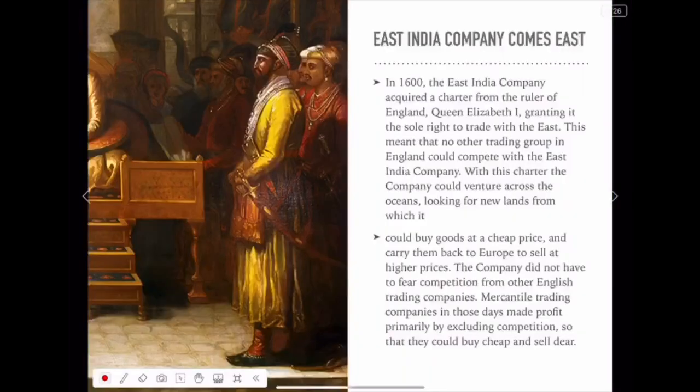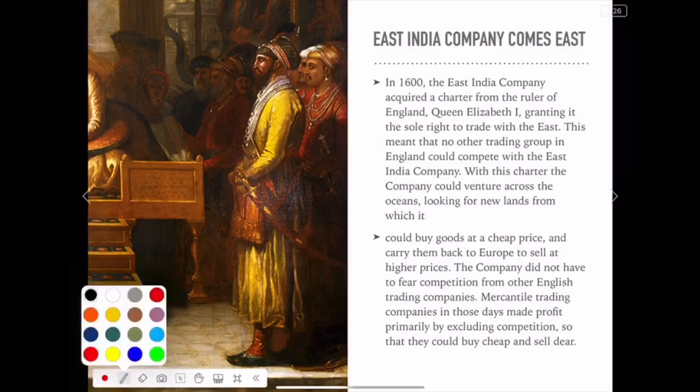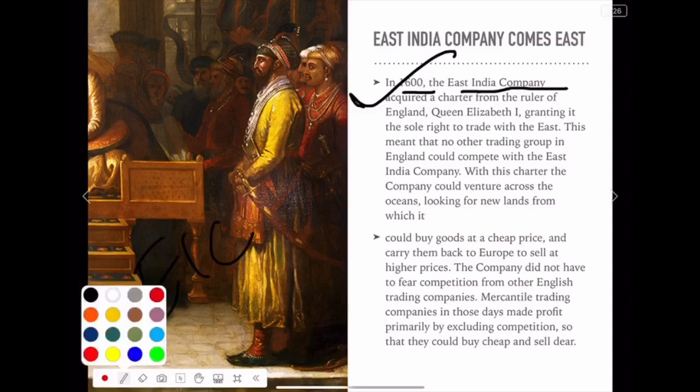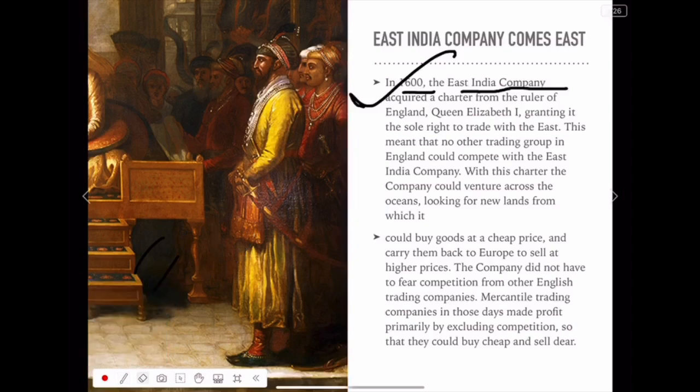All right. The East India Company comes east in 1600. This is the beginning of the British rule in India. Very important, please look over here very carefully. So in 1600, the EIC acquired... So what happened was, the East India Company... Let me change the color of the pen first, so that I can draw the picture and explain to you.